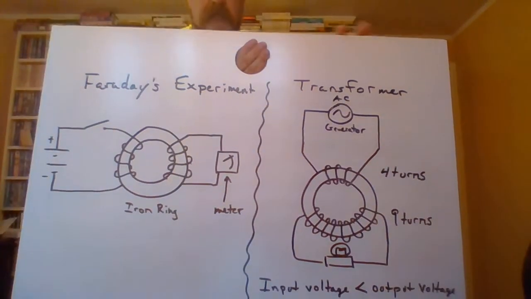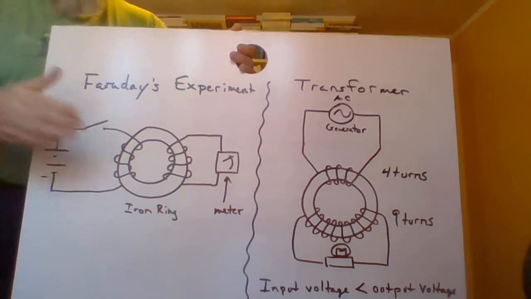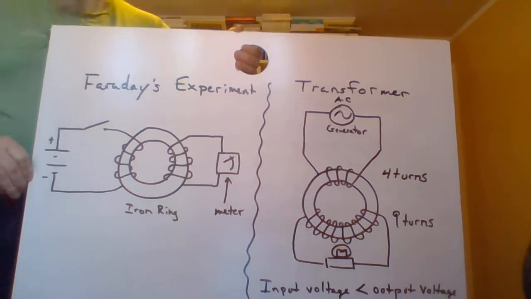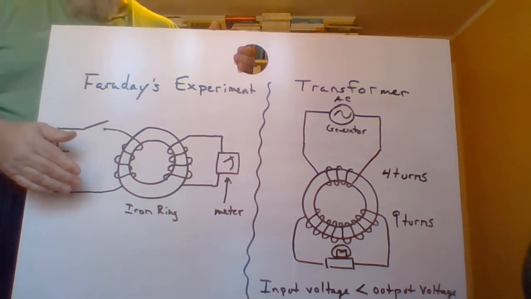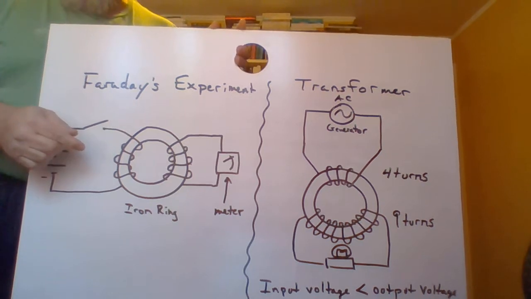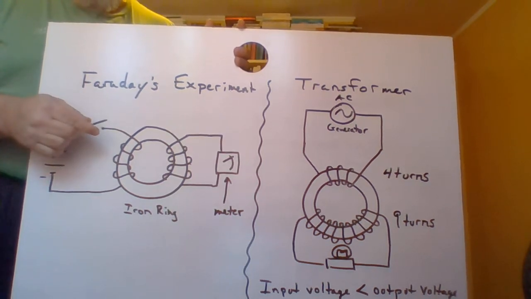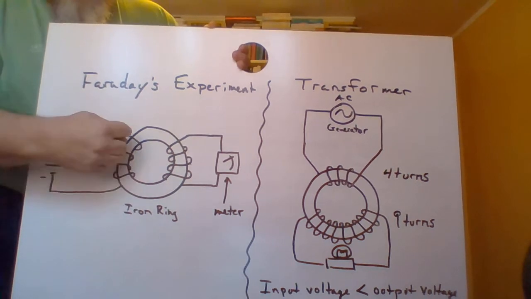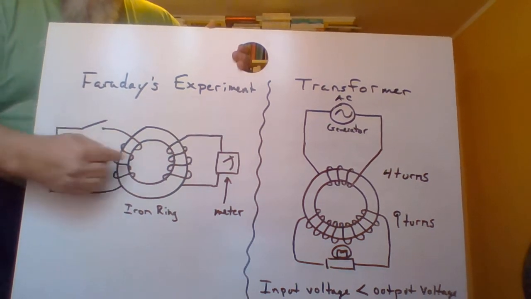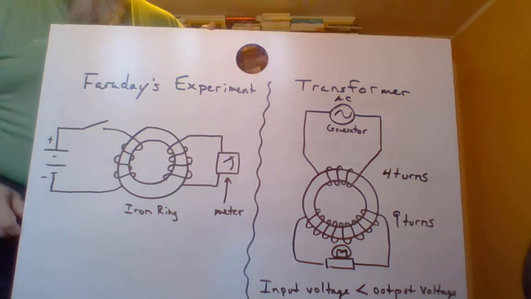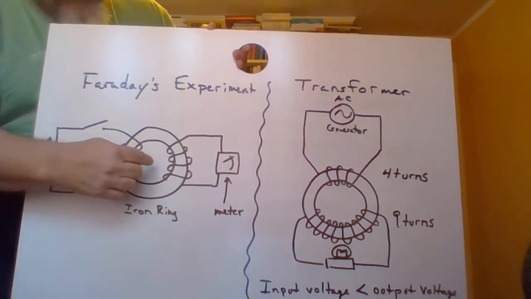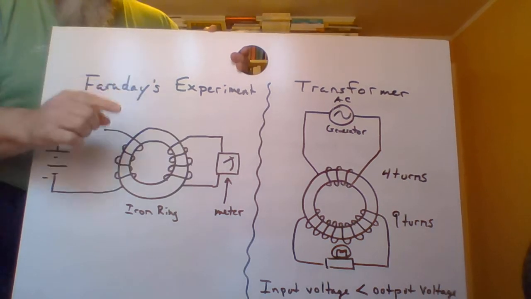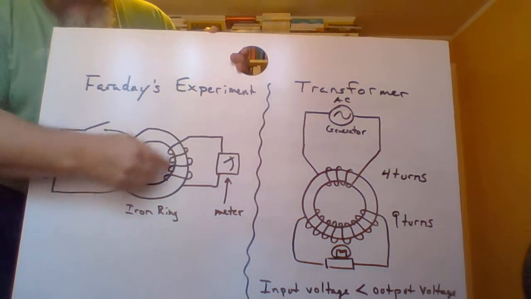So here we go. All right. Ignore the right-hand side over there. Start over here. Okay. Faraday's original experiment to demonstrate that you could get electricity through magnetism. He took an iron ring and he wrapped some wire around one side of it. And then he wrapped wire around the other side of it. He made sure that the wire was insulated from the iron ring.